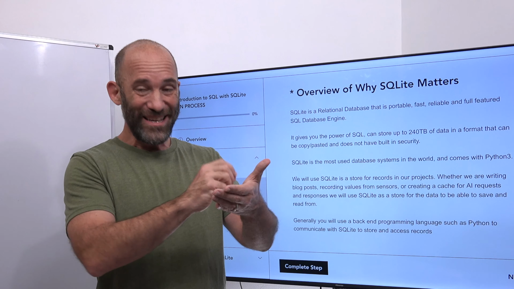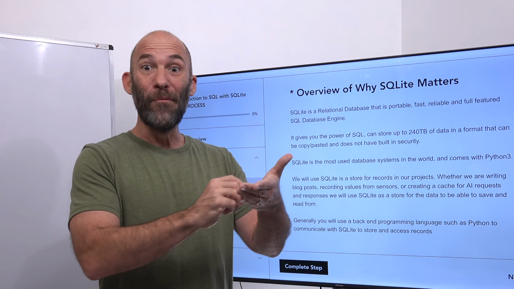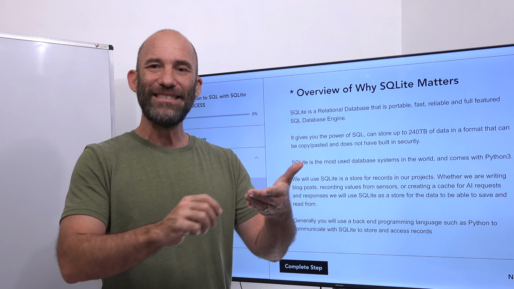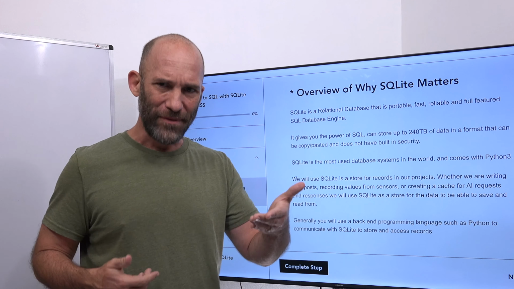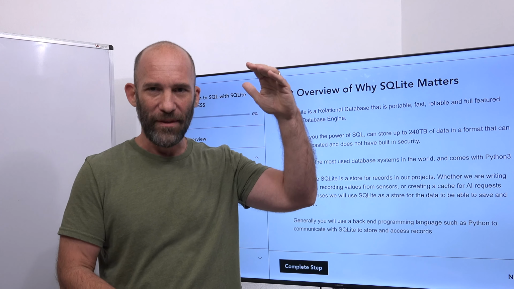Again, what is actually important to you? How much money do you have? What institutional knowledge does your organization have for supporting different types of database systems? A whole bunch of that type of thing.